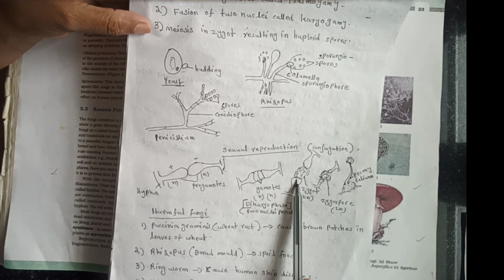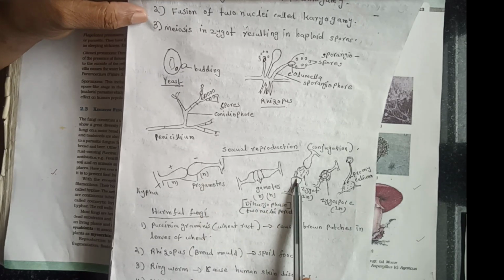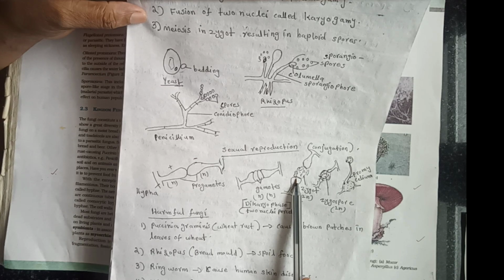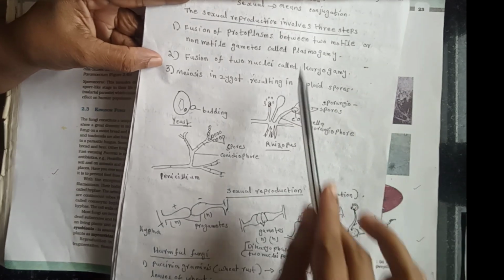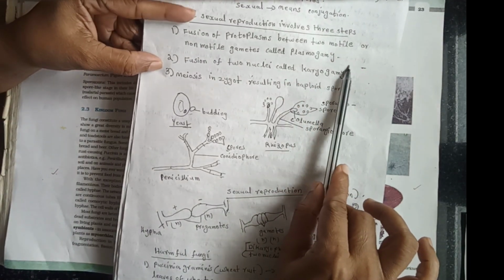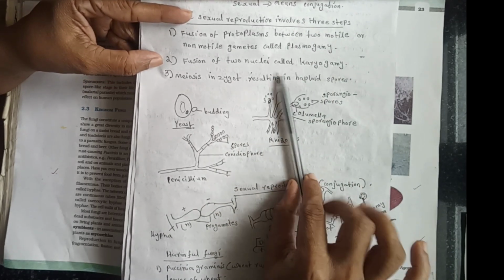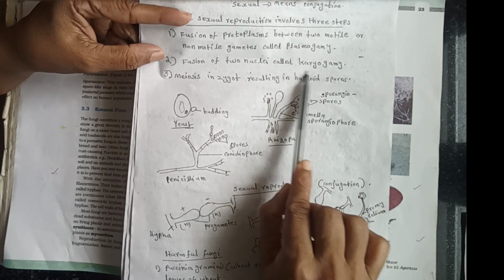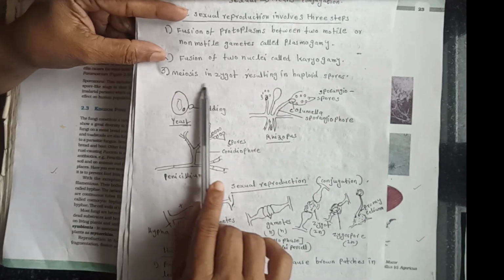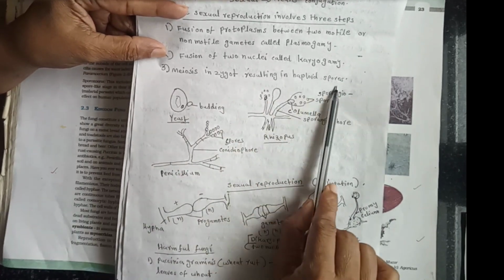Then fusion of nuclei is called karyogamy. Karyo means nucleus, gamy means fusion. Plasmo means protoplasm, gamy means fusion. First protoplasmic fusion occurs, then nuclear fusion is seen. Meiosis in the zygote results in haploid spores.